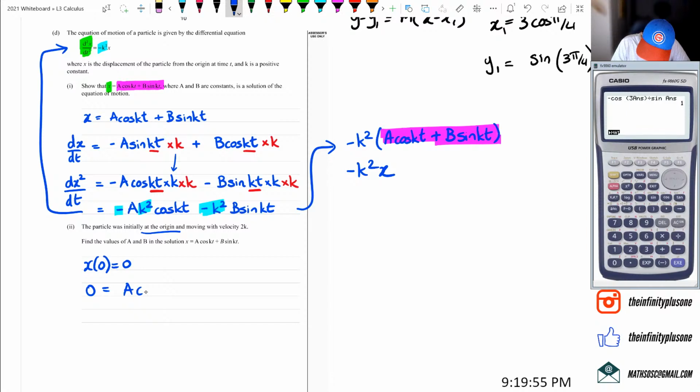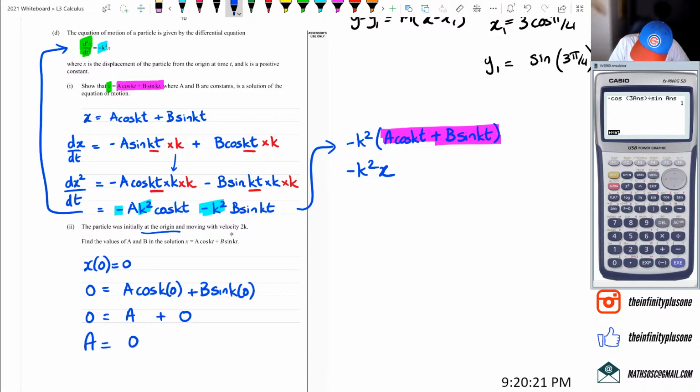So we've got a cos k times 0 plus b sine k times 0. We're going to get 0 is equal to a times cos of 0, which is just 1. And then sine of 0 is 0, so 0 times b is 0. So our first value, a, is equal to 0.